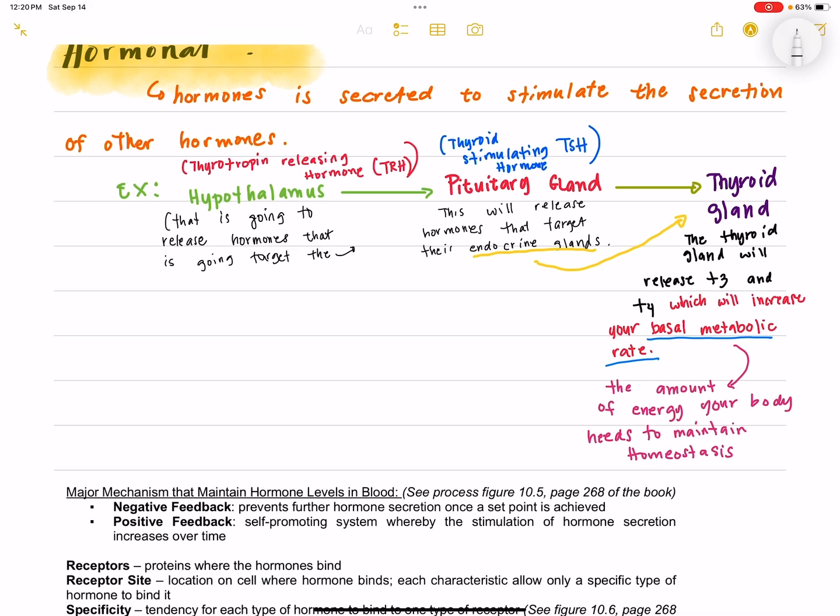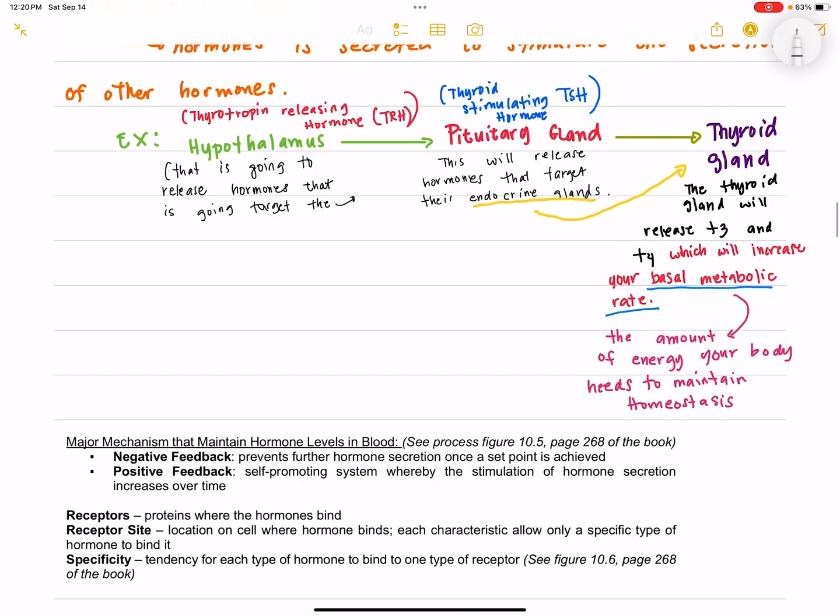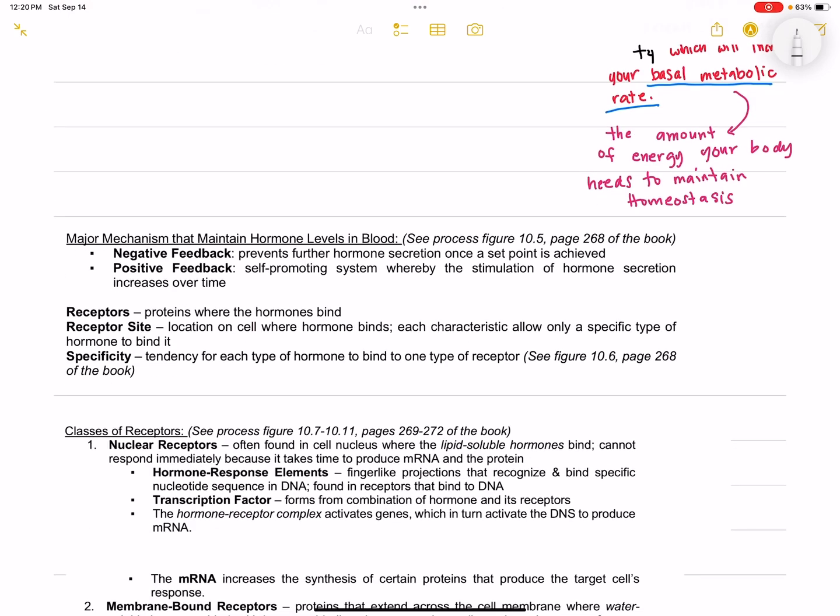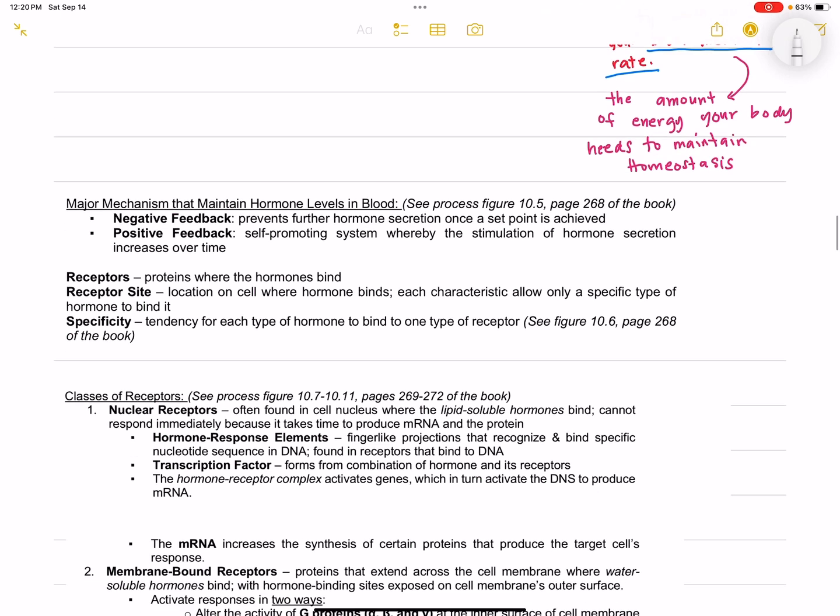Okay, so we have major mechanisms that maintain hormone levels in blood. Okay, so we have the negative feedback, so prevents further hormone secretion once a set point is achieved. And positive feedback, self-promoting system whereby the stimulation of hormone secretion increases over time. And we have receptors. So, proteins where the hormones bind.